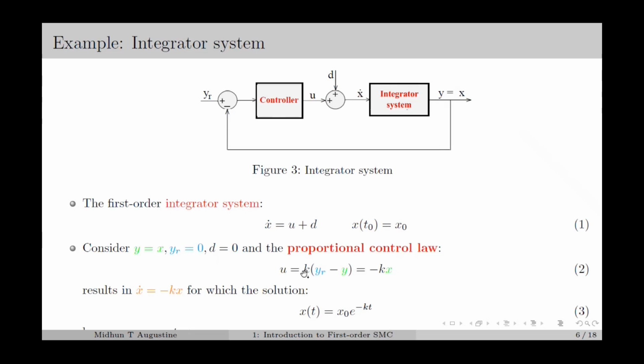By substituting for u and d in this differential equation, we obtain x dot equal to minus kx, which is a first order linear homogeneous differential equation, for which the solution is x of t equal to x0 into e raised to minus kt, where small letter e is the natural exponent. This is an exponentially decaying function, and as t tends to infinity, this term will become 0.